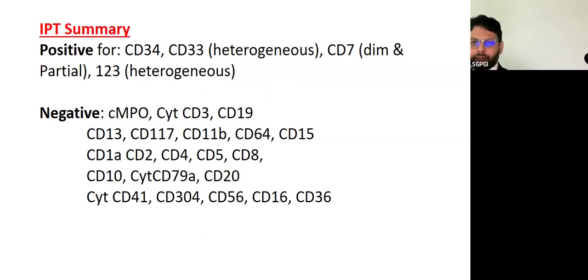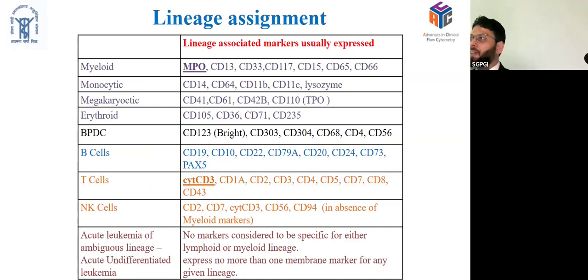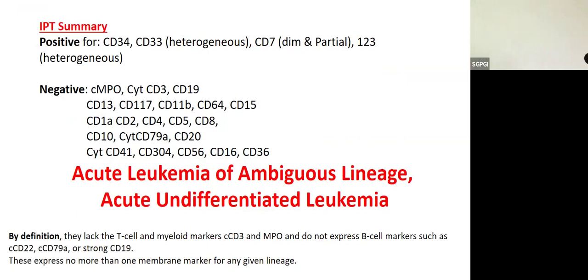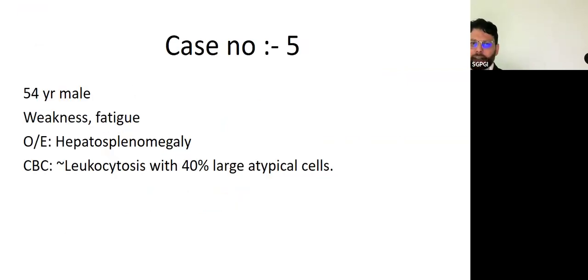So what will you say? So these are all the markers that were positive. Fine. Nothing lineage specific, nothing to comment upon. All these 41, 304, 56, 16, 36, everything is negative. So not exactly fitting into any of the lineages. What do you call these? So it's acute undifferentiated leukemia. You cannot say or classify which leukemia exactly it is. So before saying AUL, you have to put all the markers of B, T, myeloid, everything together, right?